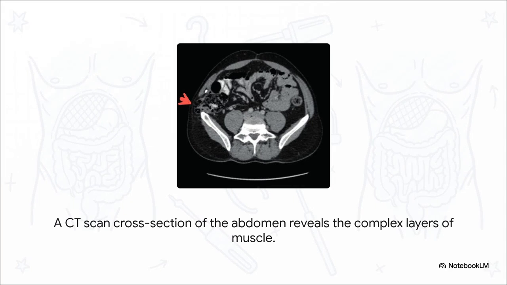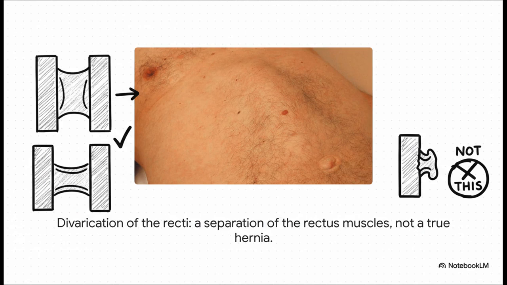Now have a look at this cross-section. What's absolutely fascinating is the design. Laterally, on the sides, you can see these 3 distinct layers of muscle, with their fibers running in different directions. It creates a very strong, cross-hatched wall. But right in the center, you have the linea alba, which is just a single sheet of fascia. Now, it is strong, yes, but it is also a natural point of weakness when you compare it to the muscular flanks. And this image brilliantly illustrates a crucial clinical distinction you must make.